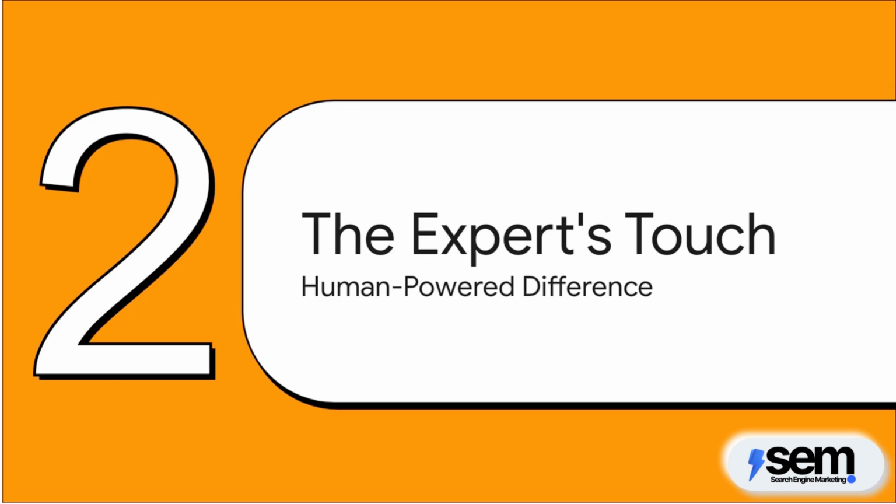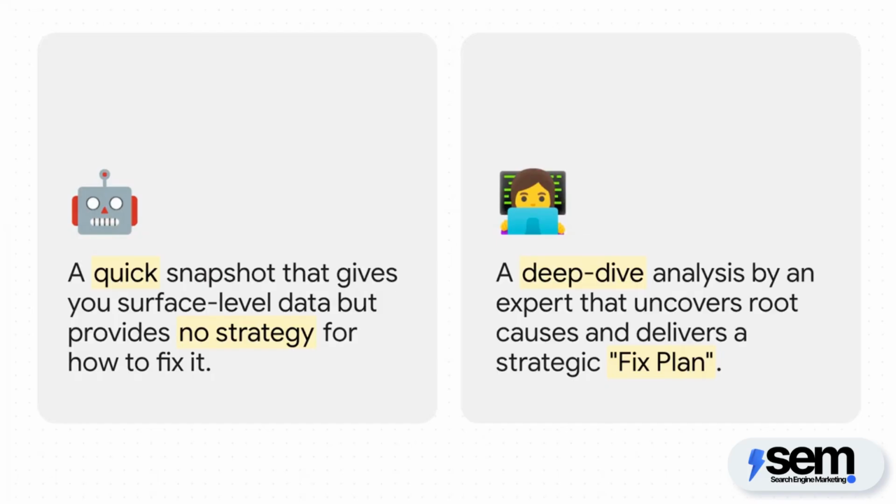It takes a person, an expert, to see the patterns and turn all that noise into a real strategy. This really breaks it down perfectly. On one side, you have that automated scan. It's fine. It's a quick snapshot. It might tell you a page is slow, but it won't tell you why. On the other side, you have the manual review by an expert. They don't just find the symptom, they find the root cause. They don't just give you a generic report. They give you a strategic fix plan that's completely tailored to your business and your goals. It's the difference between a Band-Aid and actual surgery.